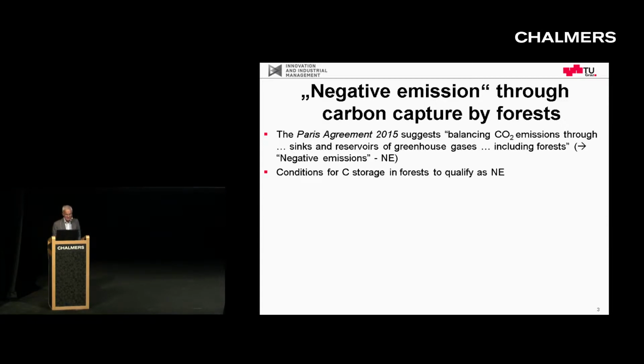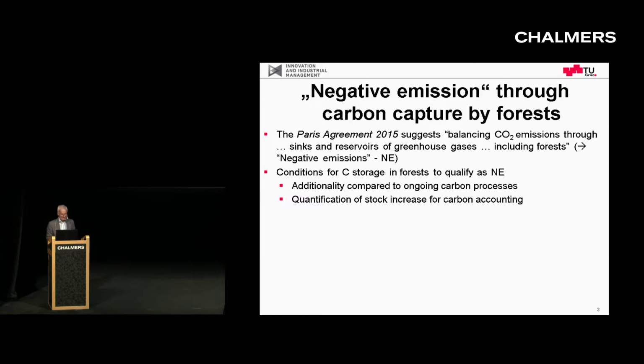The following conditions for storage in forests is to qualify as a negative emission. I have 3 items here. It must be an additionality compared to ongoing carbon processes. Second, the activities and the quantities have to be quantified. The project must be such that this quantification is possible for carbon accounting. And the third one, permanent storage at the end at least, is a prerequisite for qualifying as a negative emission.